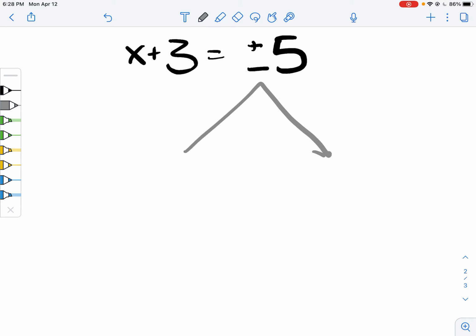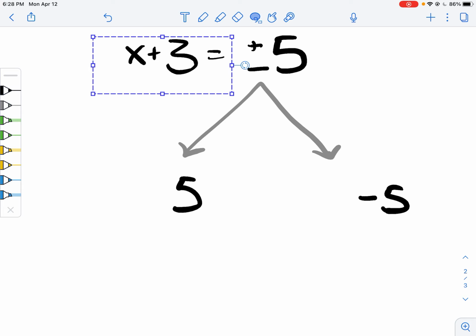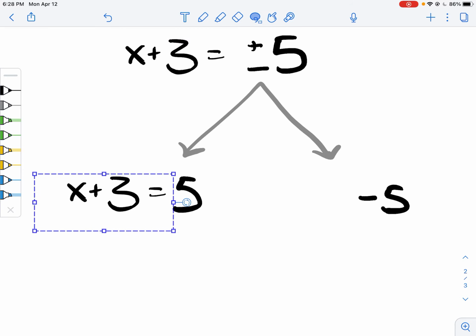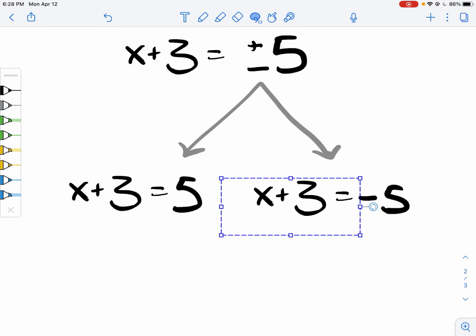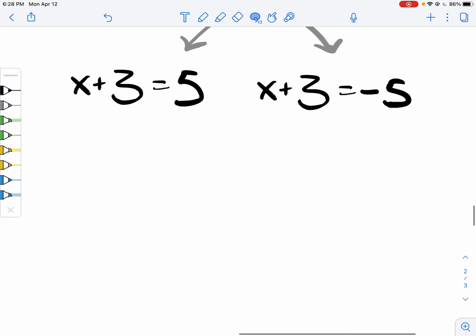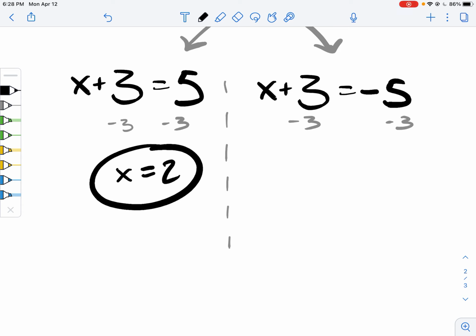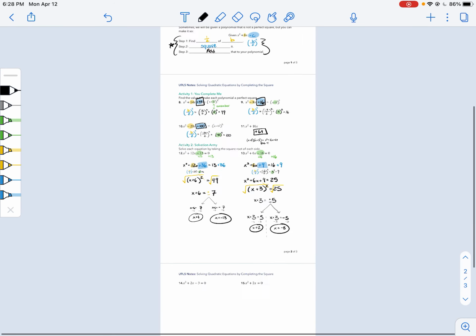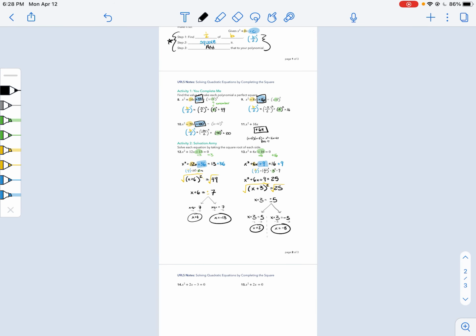So we split this guy into two equations. Either x plus 3 equals 5 or x plus 3 equals negative 5. And now we have to figure out what x is going to be to make that true. Well, we're going to subtract 3 from everybody, giving us x equals 2 or x equals negative 8. And that's so fun, so fun.